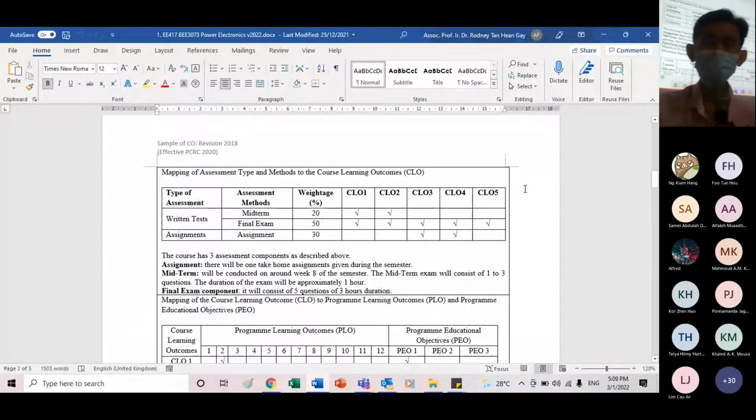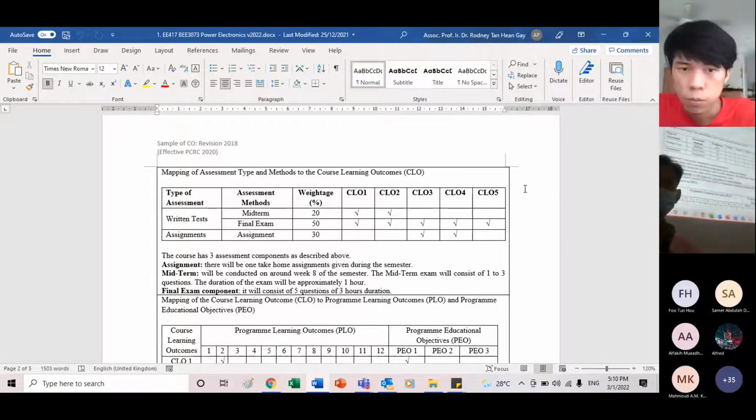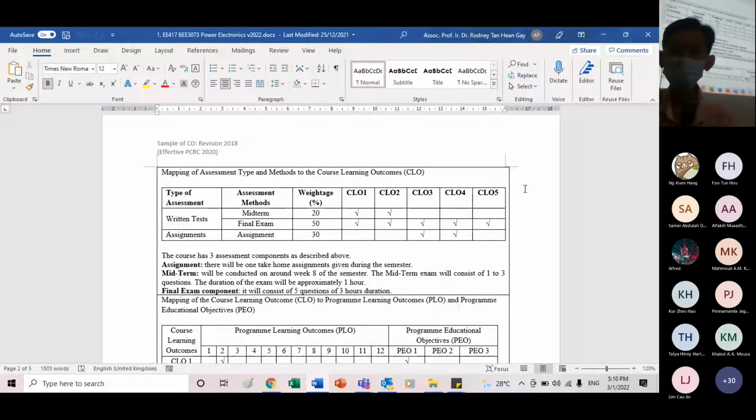The assessment is pretty straightforward. You have 1 midterm, 20 marks, 1 group assignment, 30 marks, and 1 final exam, 50 marks. So basically there are 3 assessments.